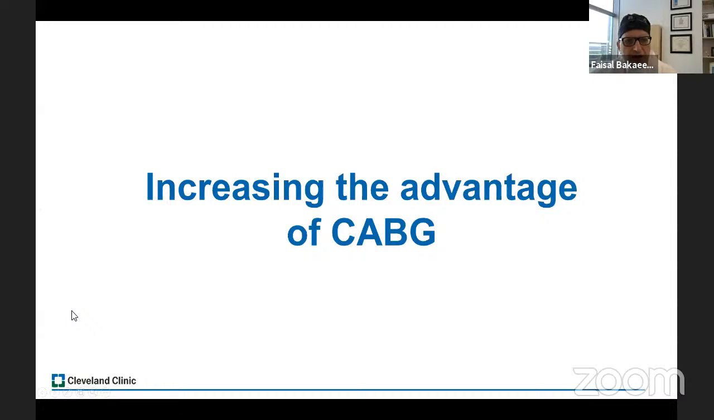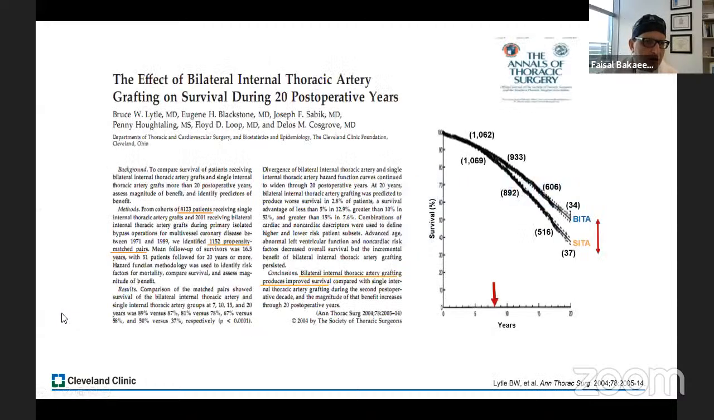But how can we increase the advantage of CABG? Well, we've seen that the ITA to the LAD is durable and it's the standard of care. But Dr. Lytle here from the clinic demonstrated that if you use two ITAs, then there's an incremental survival advantage, but that kicks in after year 8. You gotta wait to see a difference. And the longer you wait, the greater the survival advantage.